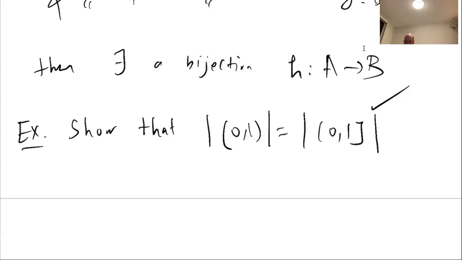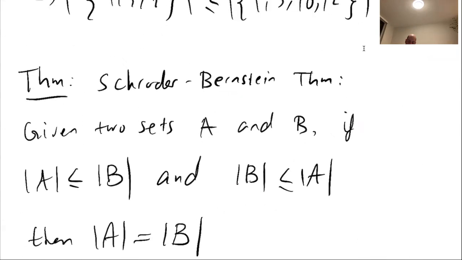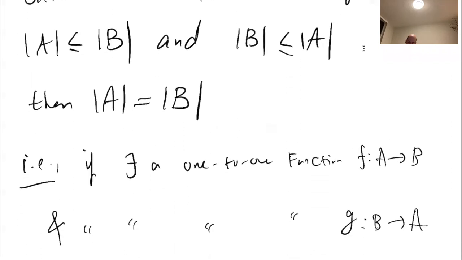So how can I show that two sets have equal cardinality? Again, if I want to use the original definition, I have to construct a bijection from one to another. You can try to construct a bijection from, let's say, the open interval 0 to 1 to the half-open, half-closed 0 to 1, and you will see that it's hard to do that. But it will be much easier if we use the previous theorem. The Schroeder-Bernstein theorem was saying that if cardinality of A is less than or equal to cardinality of B and cardinality of B is less than or equal to cardinality of A, then they must have equal cardinality.